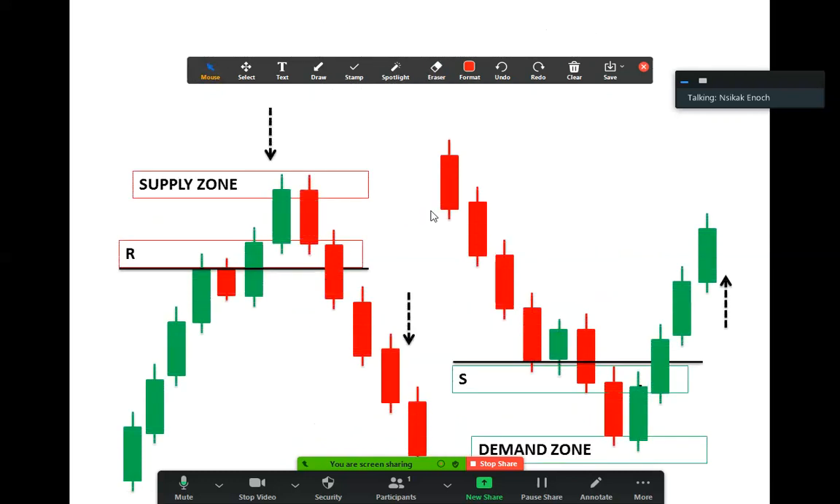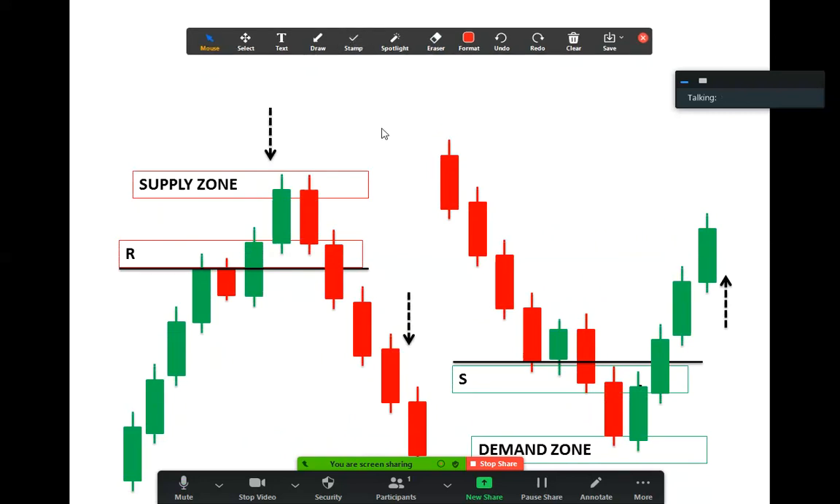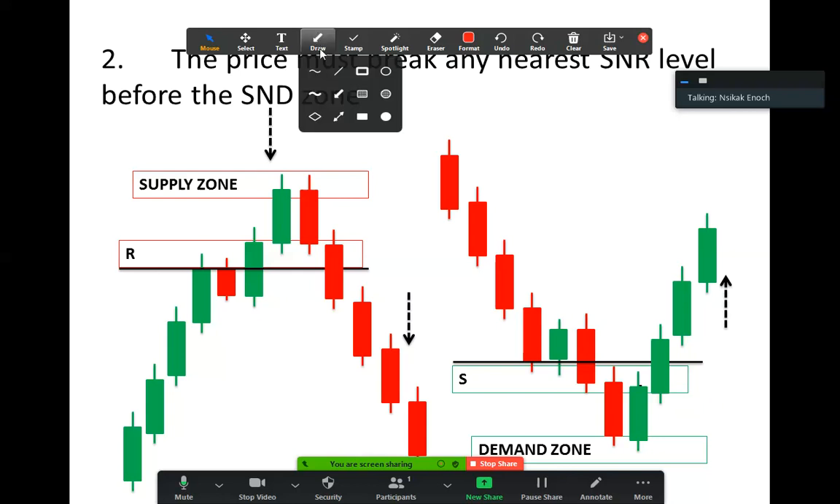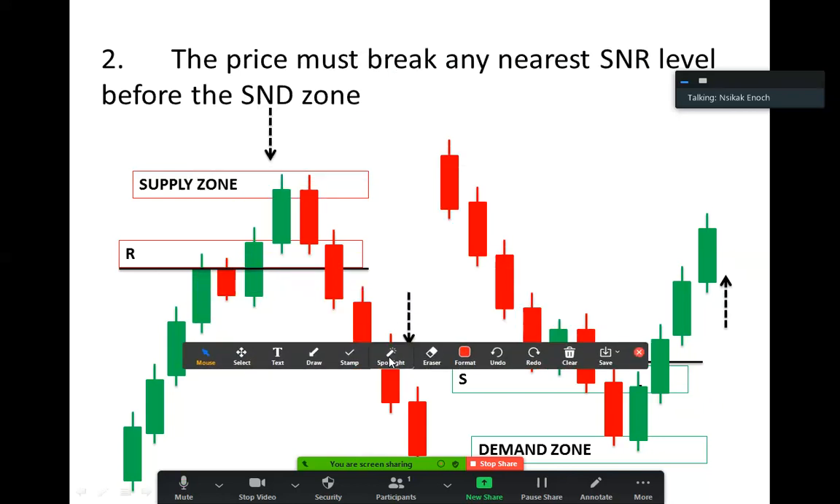Okay, so the second condition is the price must break any nearest SNR level before the SND zone. So the price must break. It's a must that the price should break any SNR level, that is support and resistance. That is the meaning of SNR.